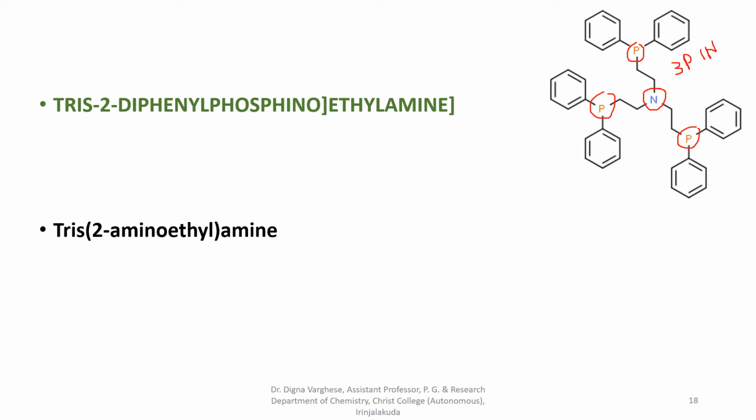Another one is tris-2-aminoethylamine. Its structure is NH2 CH2 CH2 N, CH2 CH2 NH2, CH2 CH2 NH2, and in this particular compound there are 4 nitrogen atoms that can be coordinated to the metal atom. So these ligands act as tetradentate ligands.